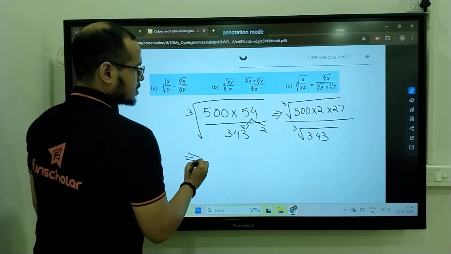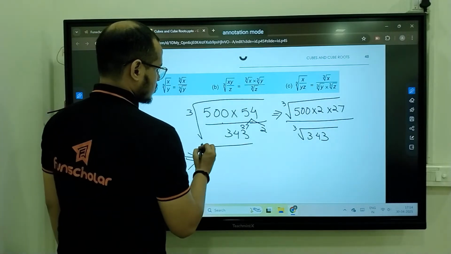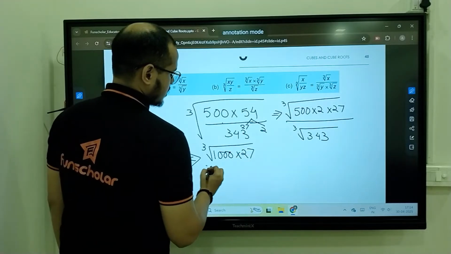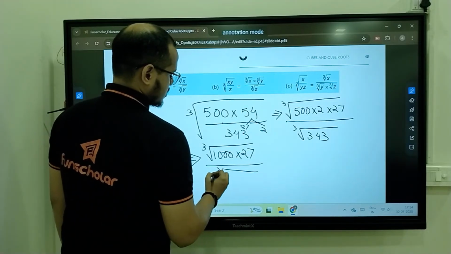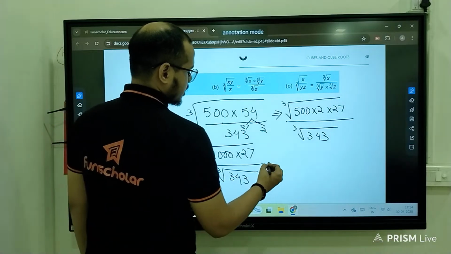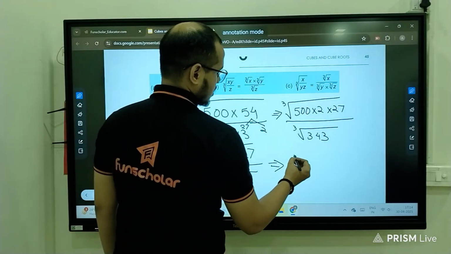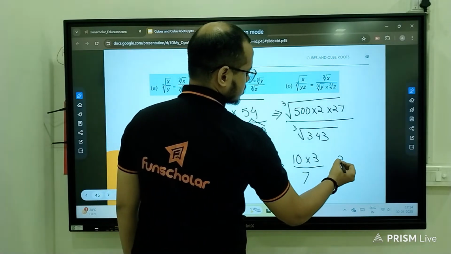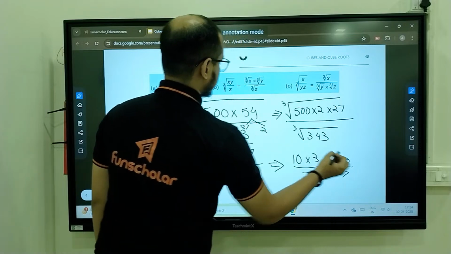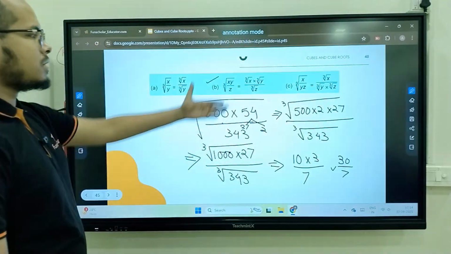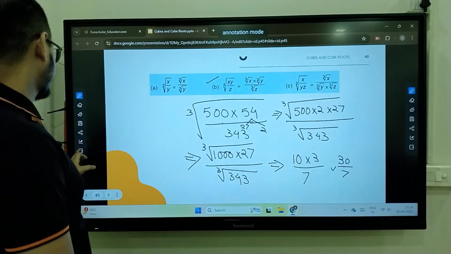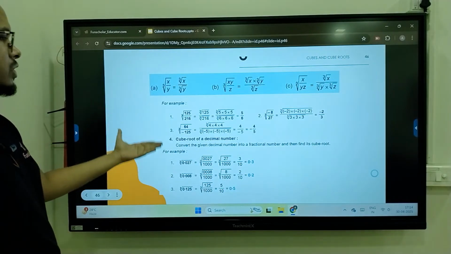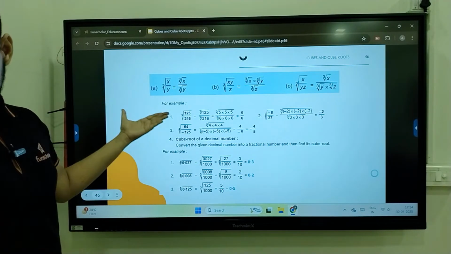So the cube root of 1000 into 27 over 343. That will give us nothing but 10 into 3 by 7. So 30 by 7 will be our answer if you are going to follow this method. Similar to the last one, the reciprocal of it is going to be the same. These are all the examples. You can go through it. Whatever we have done is very easy and very understandable.